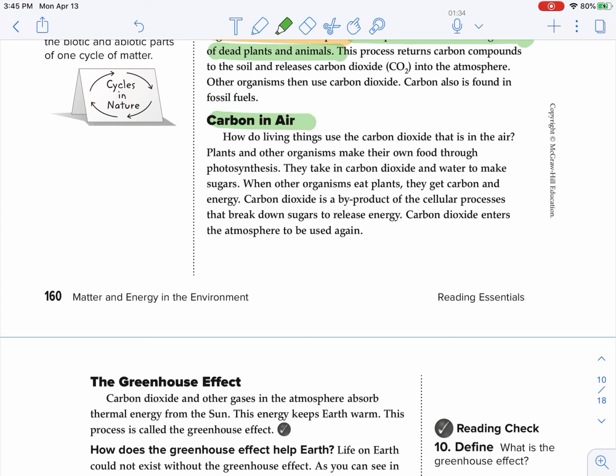Carbon in the air. How do living things use the carbon dioxide that's in the air? Plants and other organisms make their own food through photosynthesis. They take in carbon dioxide and water to make sugars. When other organisms eat plants, they get carbon and energy. Carbon dioxide is a byproduct of the cellular processes that break down sugar to release energy. Carbon dioxide enters the atmosphere to be used again.